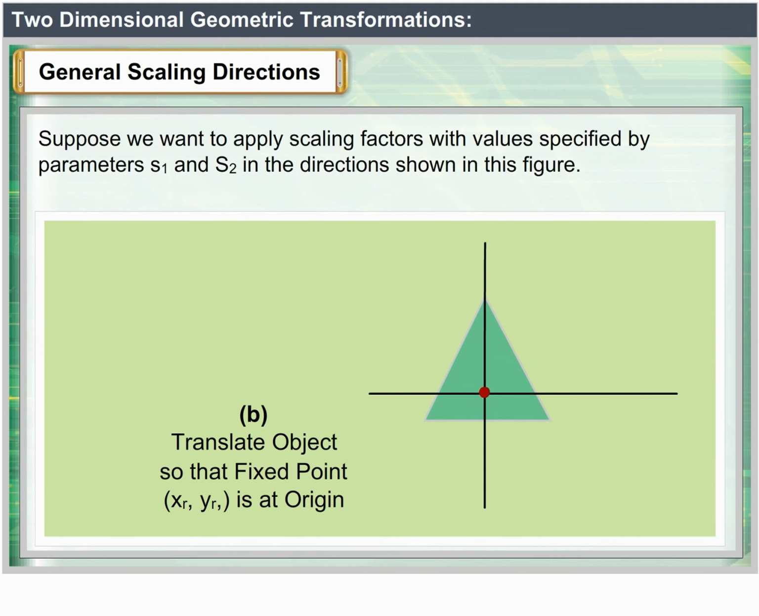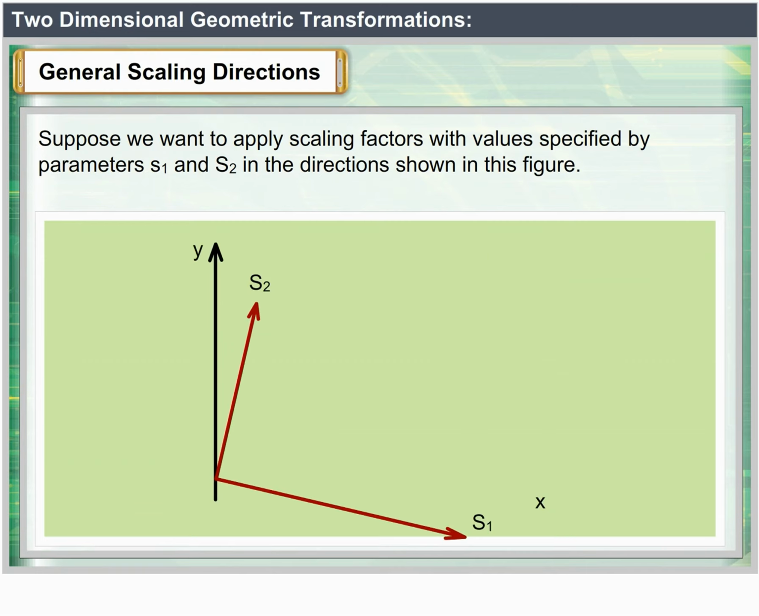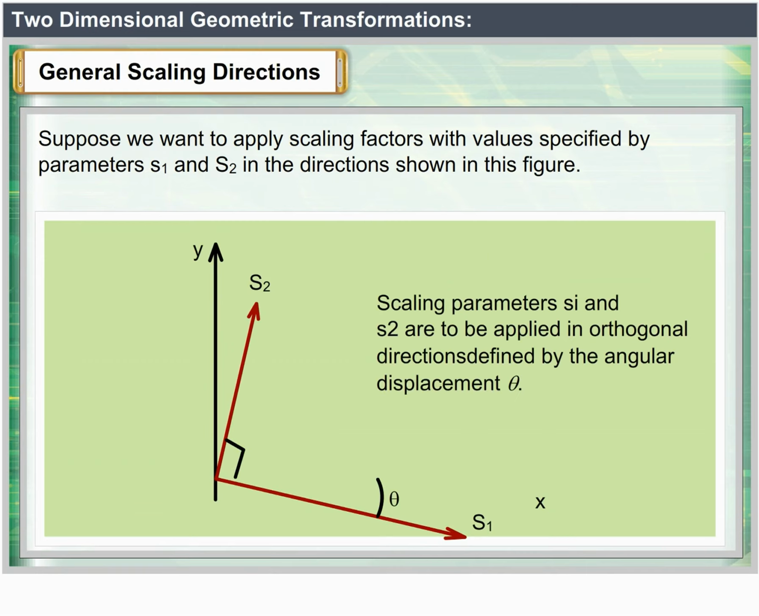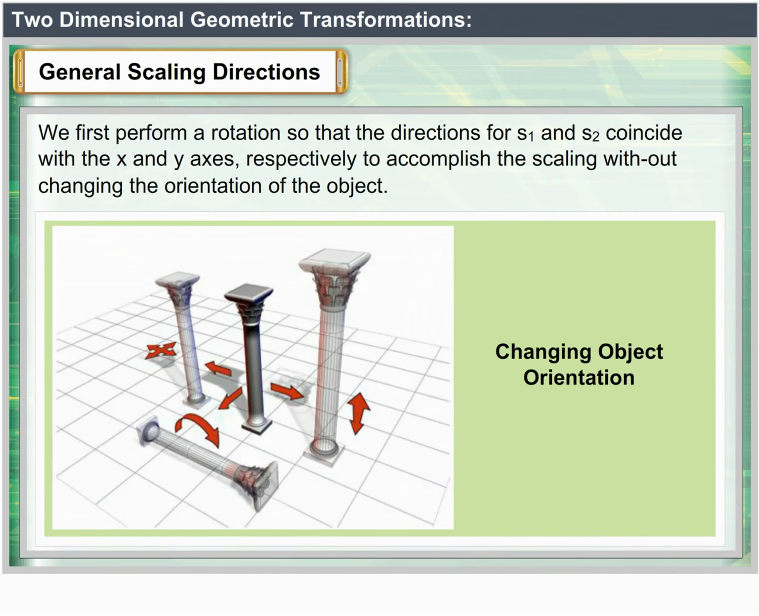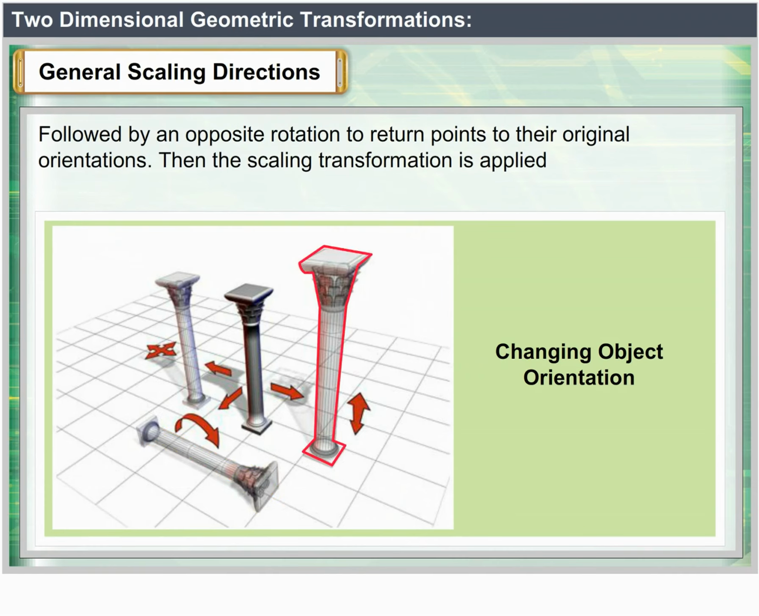Scaling parameters S1 and S2 are to be applied in orthogonal directions defined by the angular displacement theta. To accomplish the scaling without changing the orientation of the object, we first perform a rotation so that the directions for S1 and S2 coincide with the x and y axes respectively. Then the scaling transformation is applied, followed by an opposite rotation to return points to their original orientations. The composite matrix resulting from the product of these three transformations is as shown on the screen.